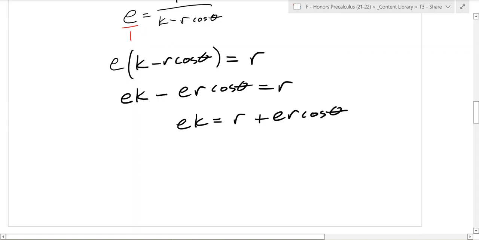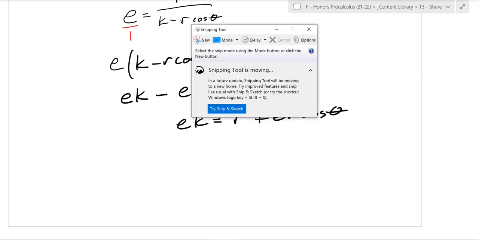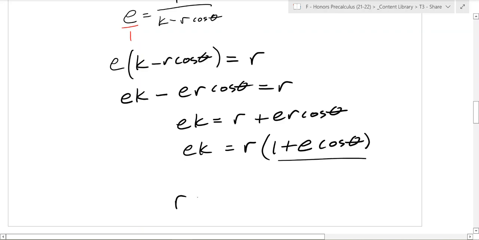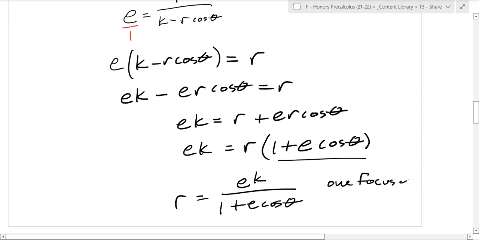It's kind of fun to say all this. So what that means ultimately is that ek, we can factor out an r, is equal to 1 plus e cosine theta. Remember, this is eccentricity, not the number e. So we divide both sides by this, and we end up with r is equal to e times k over 1 plus e cosine theta, right there. And this is going to be with one focus at origin. That's really important here.